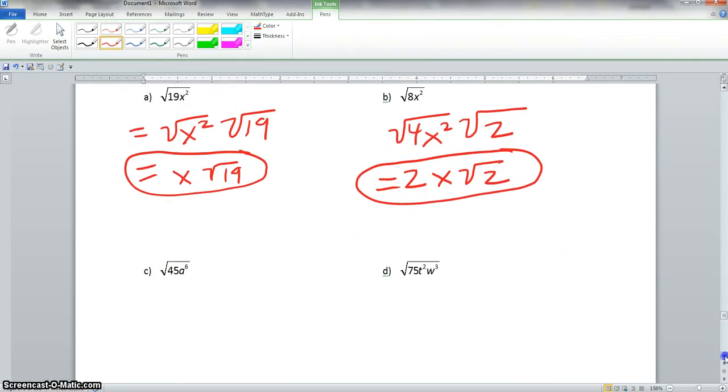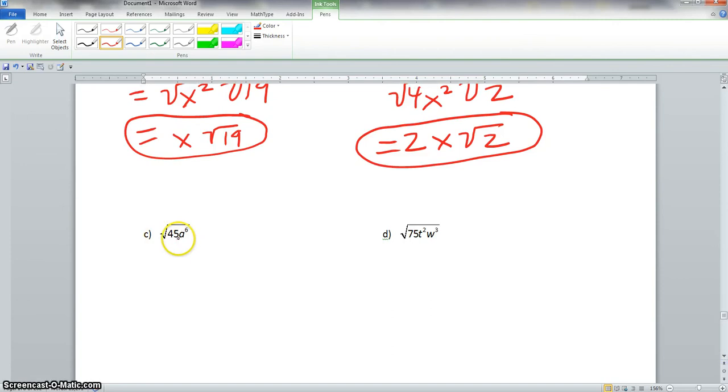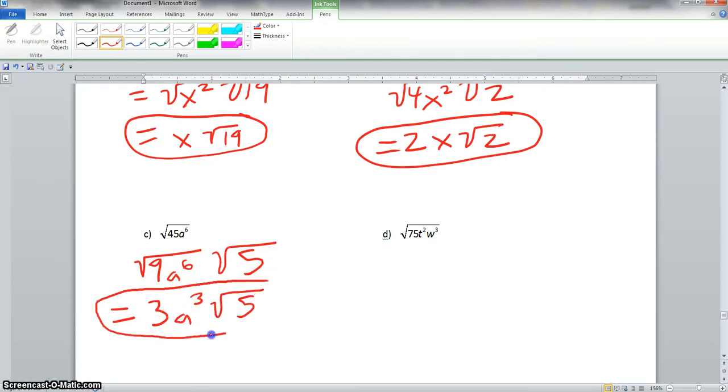Now we come down here to 45, a to the 6. The highest perfect square in 45 is 9. A to the 6 is a perfect square, and we'll be left with 5 under the second radical. Square root of 9 is 3. Square root of a to the 6 is a to the third, and we bring down our square root of 5. And that is the final answer for that problem.